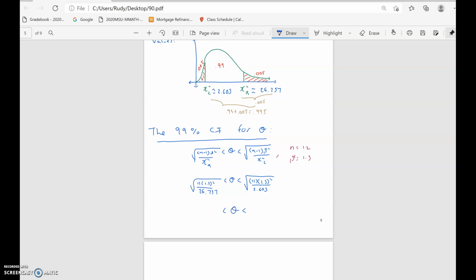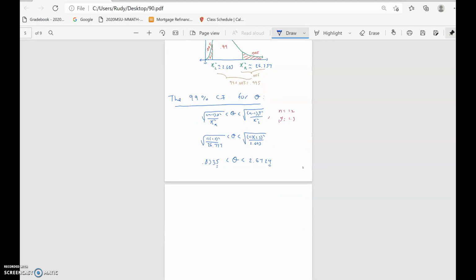so we can compare answers. So my lower limit, I'm just going to round to 4 decimal places, 0.8335. The upper limit, I'm getting 2.6724, also rounding to 4 decimal places. Please evaluate that to make sure that you're matching.